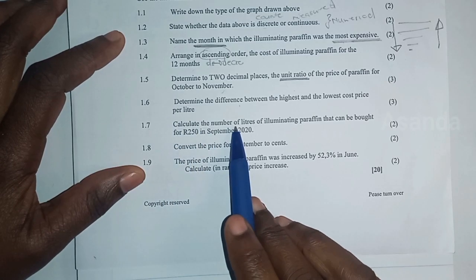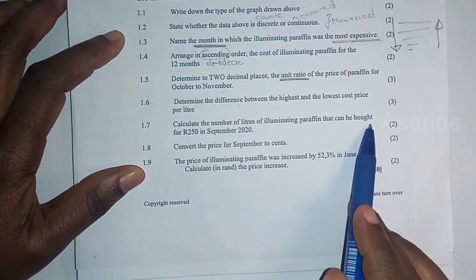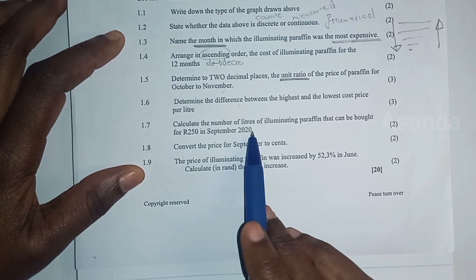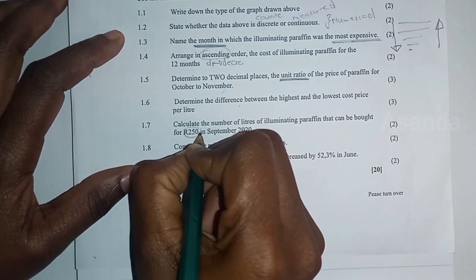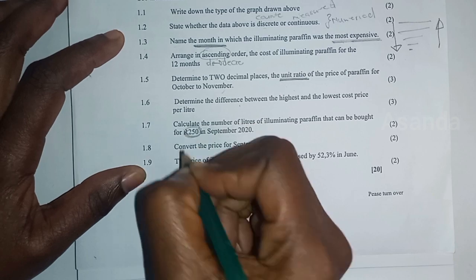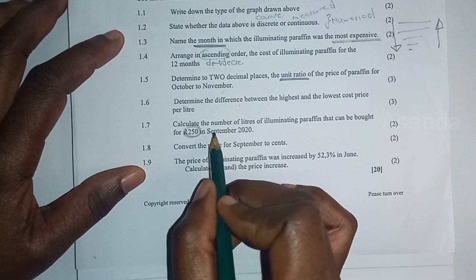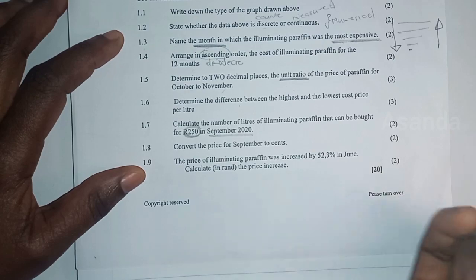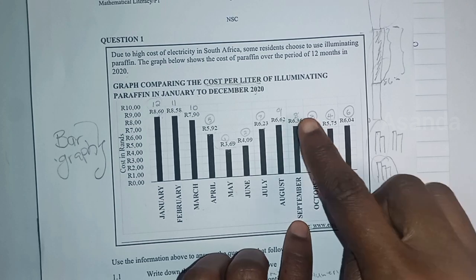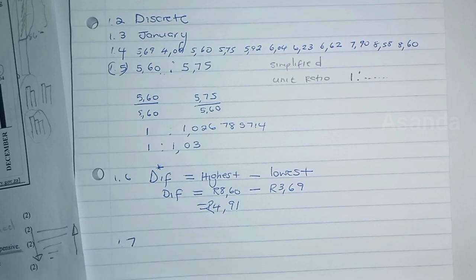1.7 says, calculate the number of liters of illuminating paraffin that can be bought for 250 rand in September 2020. So we need to know now, we have 250 rand, we're going to the shop. So we just want to know how many liters are we going to get. You don't want to bring a 5 liter and then it ends up you're getting 20 liters, right? So we're also looking at the price from September. So let's first find out, if I buy 1 liter, how much do I need? In September, you will get 1 liter for 6.36 rand.